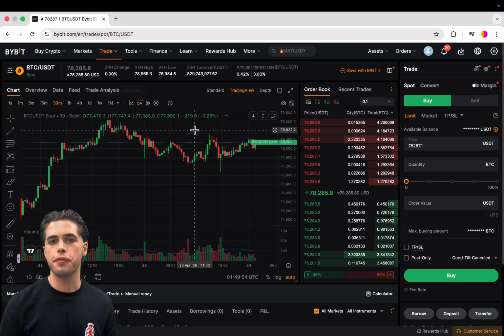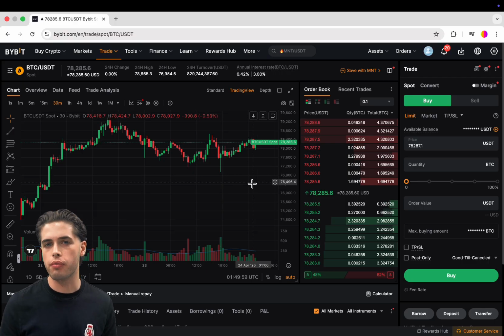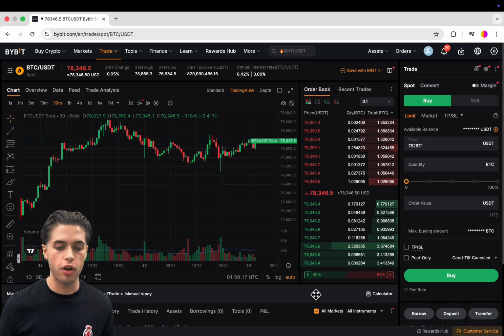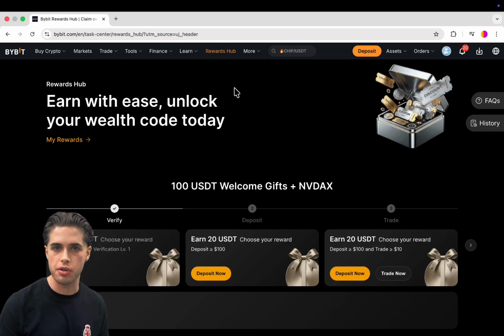ByBit offers a few different types of derivatives, including perpetuals, futures, and options, along with regular spot trading if that's more your thing. They also have other features like earn products and an NFT marketplace. They've even got rewards if you do certain tasks.